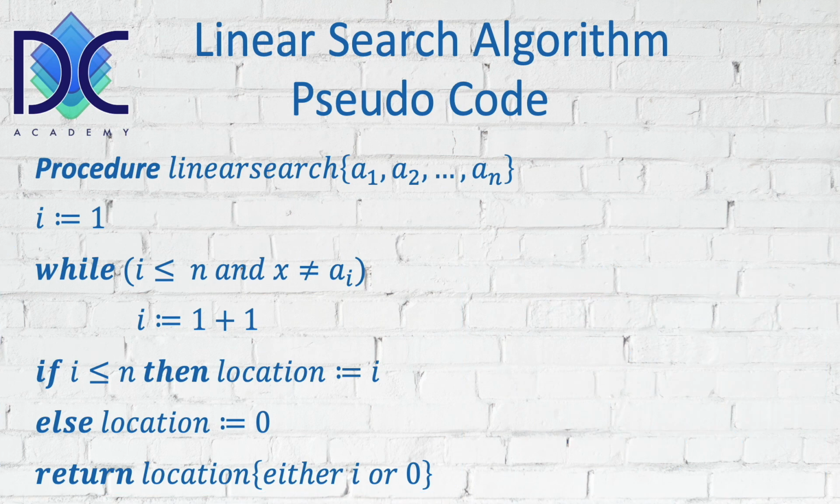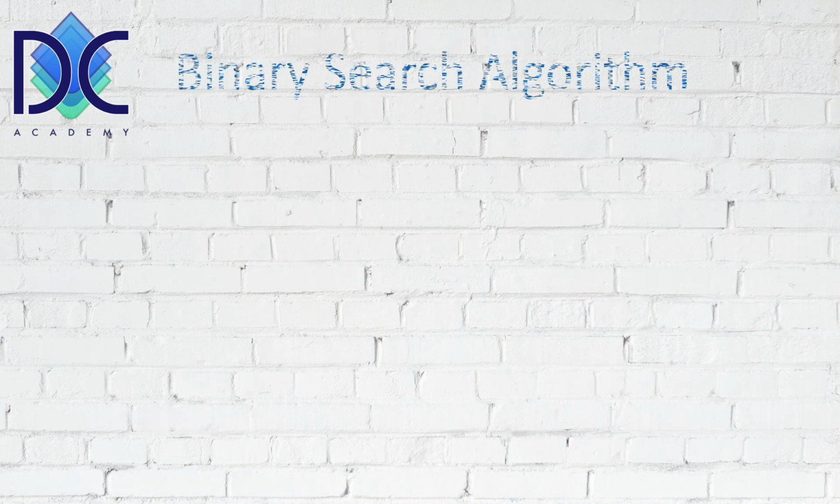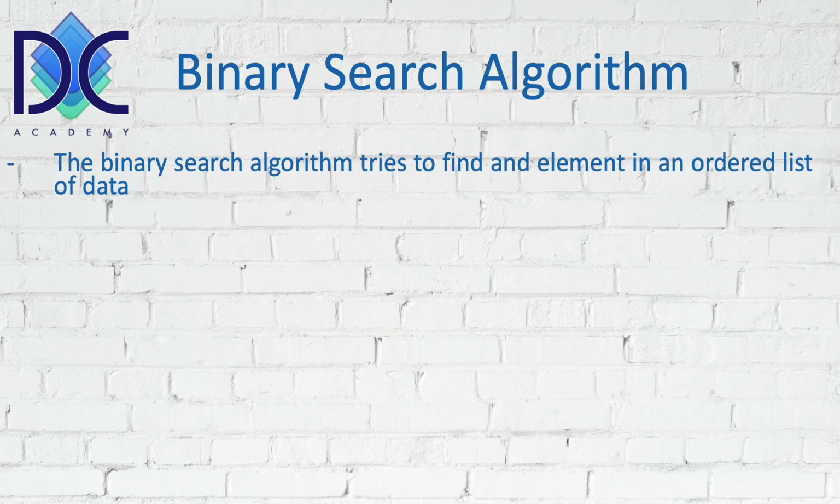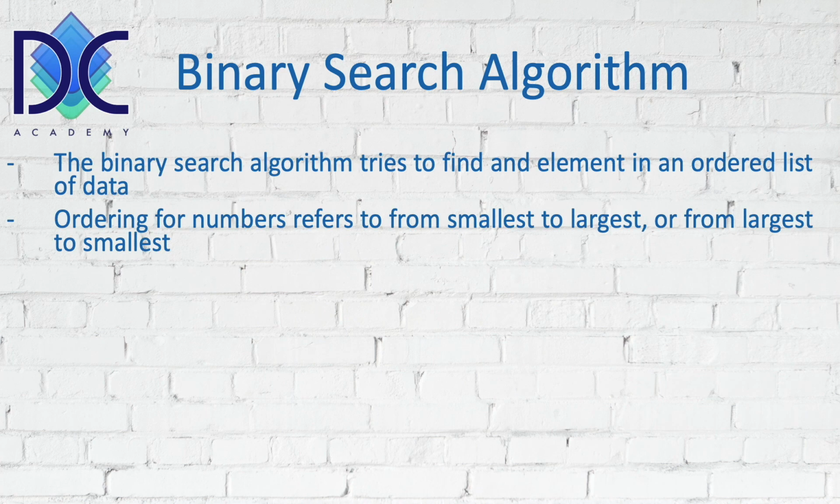So the pseudocode is easy, and we can now continue with the binary search algorithm. Binary search algorithms try to find elements in an ordered list, and ordered means from the smallest to the largest or the largest to the smallest. You have to be careful when you're ordering. Some elements are ordered differently. For example, the English alphabet has a different order than, for example, the Czech alphabet. So depending on what language you're working in, you can find certain differences.